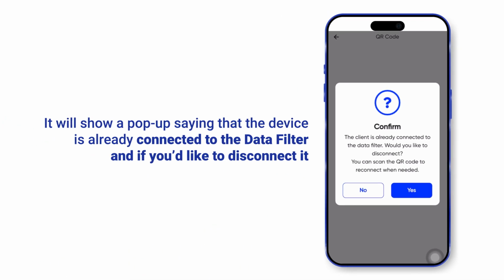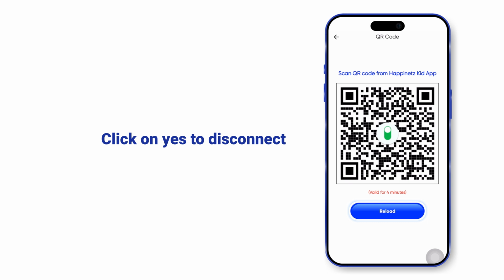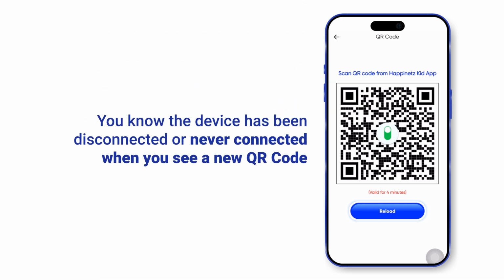It will show a pop-up saying that the device is already connected to the data filter and if you'd like to disconnect it. Click on Yes to disconnect. You know the device has been disconnected or never connected when you see a new QR code.